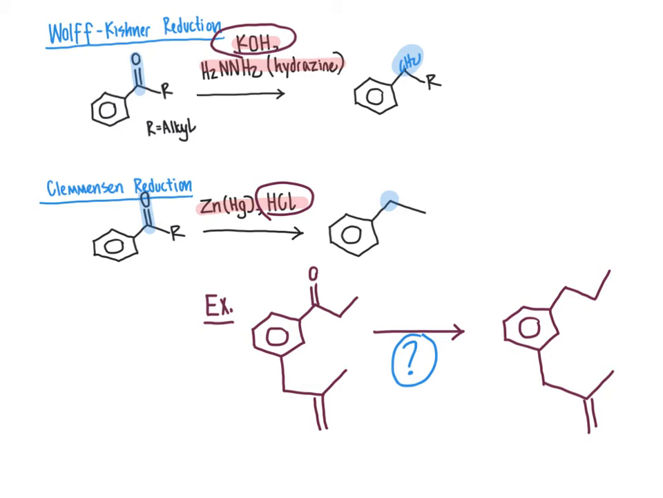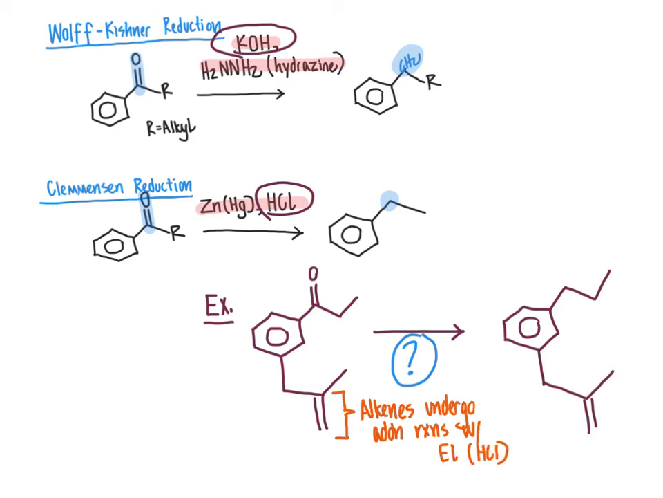In order to decide what to use here, Wolff-Kishner or Clemmensen, to carry out this reduction reaction, you have to think about what types of reactions do alkenes undergo. And a main type of reaction that alkenes undergo is alkenes are subject to addition reactions with electrophiles. And one common electrophile that alkenes can undergo addition reactions with is HCl.